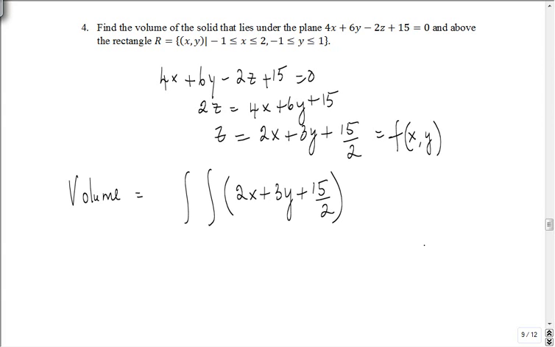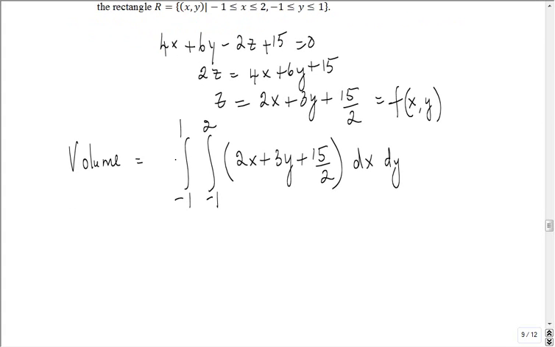You remember I told you it's over a rectangle, so you can put dx dy, you can put dy dx, but make sure you put the limits in the right place. Okay, so if I put dx dy, then the x limits must go first. So the x limits are from negative 1 to 2. The y limits from negative 1 to 1. Alright, so we set it up. And then we do what we did before. Any questions? Okay, so let's do that.